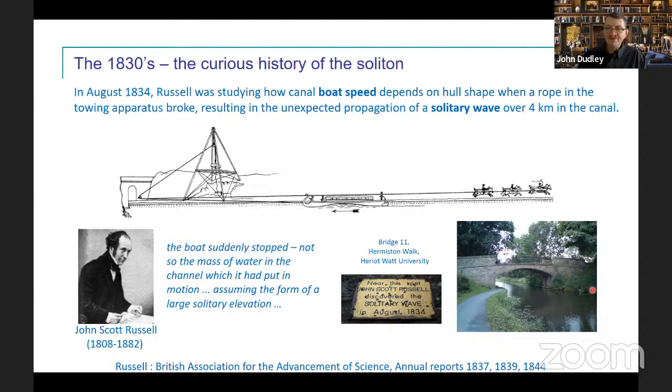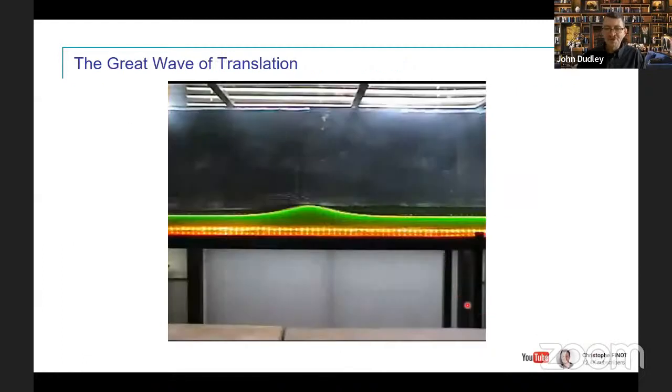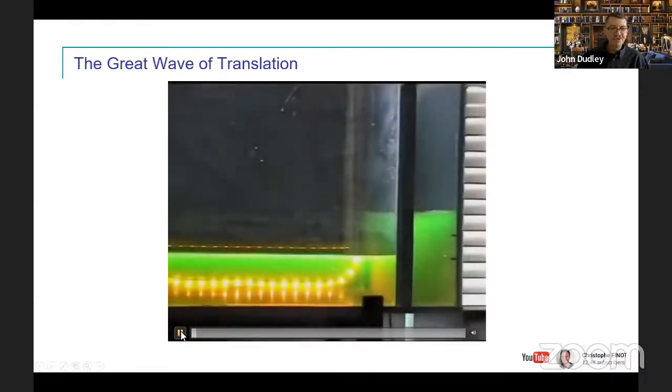And if you ever have the chance to visit Heriot-Watt University in Scotland near Edinburgh, near the Edinburgh airport, there's a little pilgrimage site that you have to visit where John Scott Russell did these experiments. And to give you an idea of what he saw, it's really a beautiful experiment. This is an example from a wave tank. So I hope this will work.